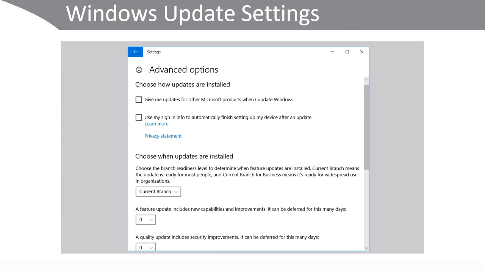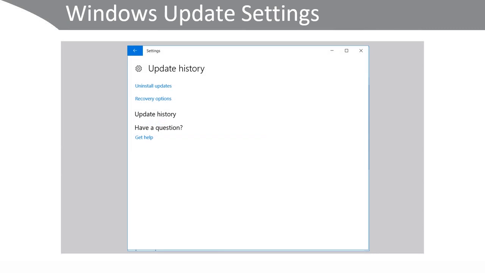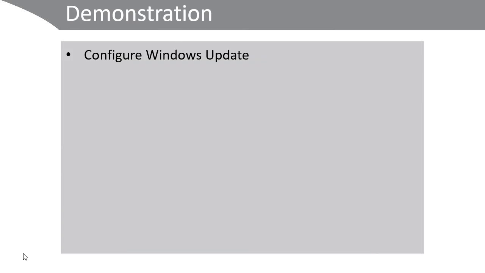So suppose an update becomes available, a feature update, you could choose to defer that by 15 days or a quality update by 10 days. So there are a number of different options that you can use to defer. Update history allows you to view and uninstall optionally any updates that you've previously installed if you're, for example, experiencing a problem with those updates. In the demonstration, you'll see how to configure Windows Update.